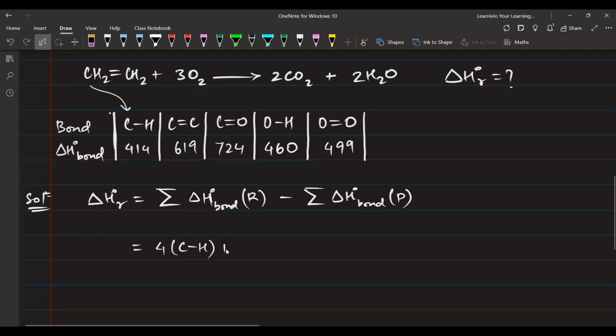And how many? Here we have how many C double bond C? 1. Correct. 1 C double bond C. And what else? What else do we have here in the reactant side? O double bond O. How many O double bond O? 3. Okay, just give it a second.